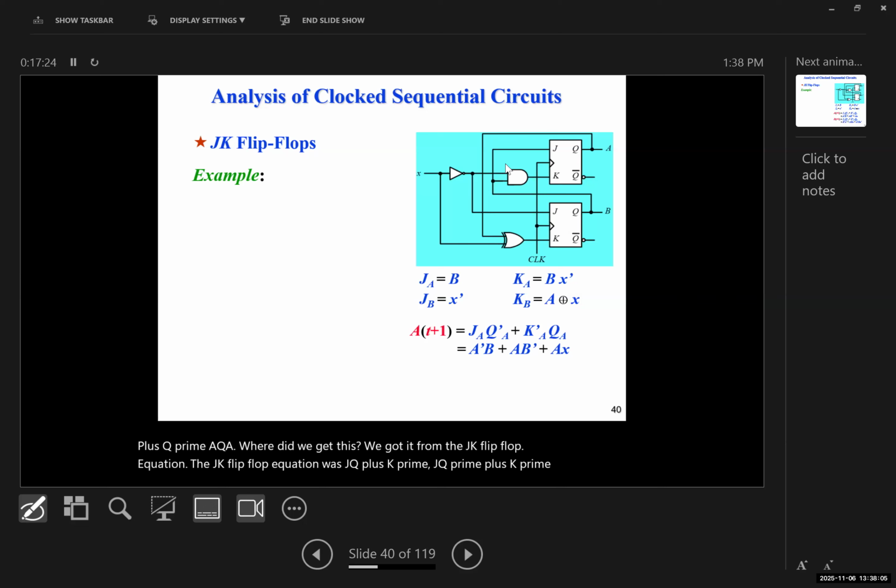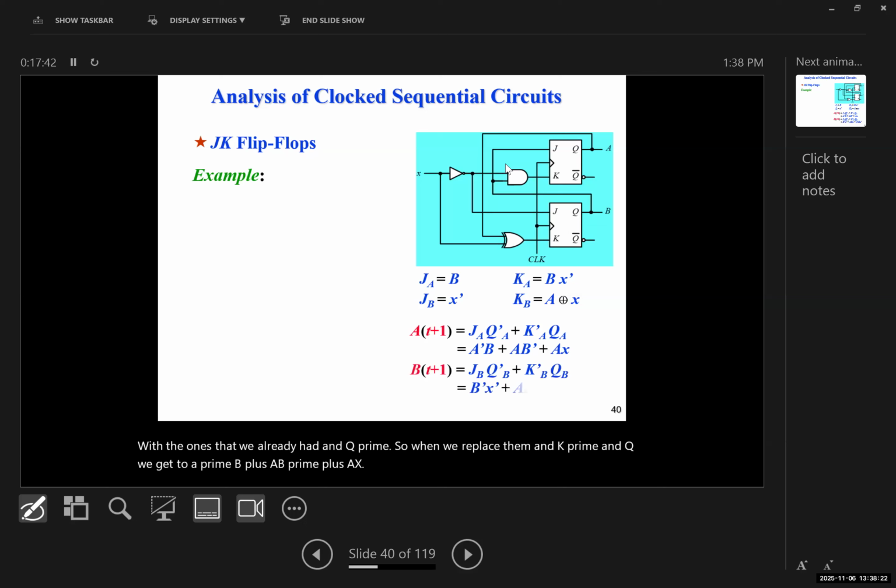Now we will replace JA with the ones that we already had, and Q prime. So when we replace them in K prime and Q, we get A prime B plus AB prime plus AX. We do the same thing for B(t+1). Again, it's going to be J of B Q prime B plus K prime of B QB, which is B prime X prime plus ABX plus A prime BX prime.